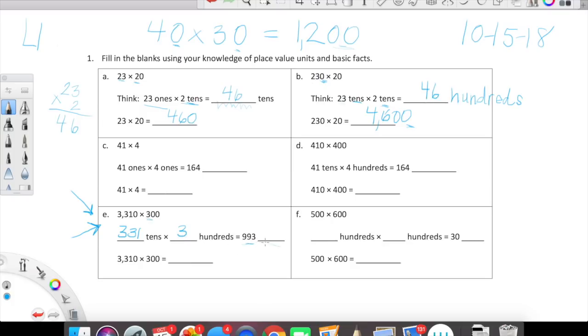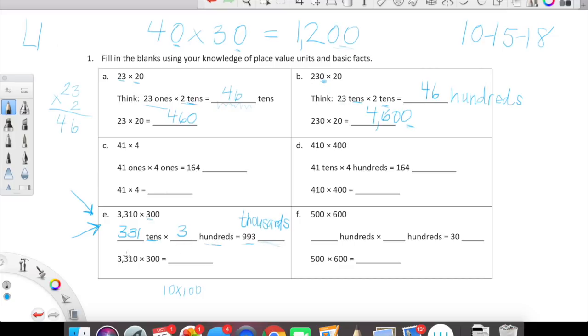Now we need to figure out the unit. What is 10 times 100? 10 times 100 is going to be 1,000. So we have 993 thousandths because 10 times 100 is 1,000.